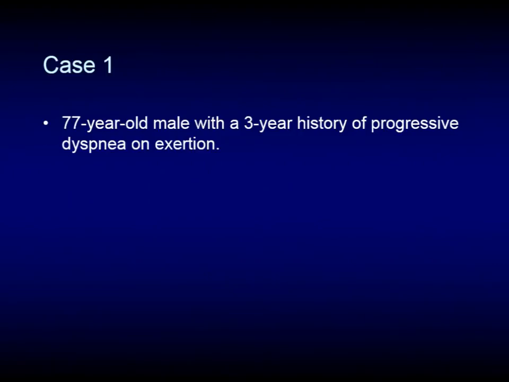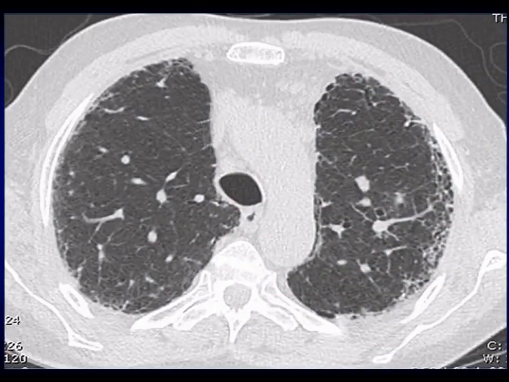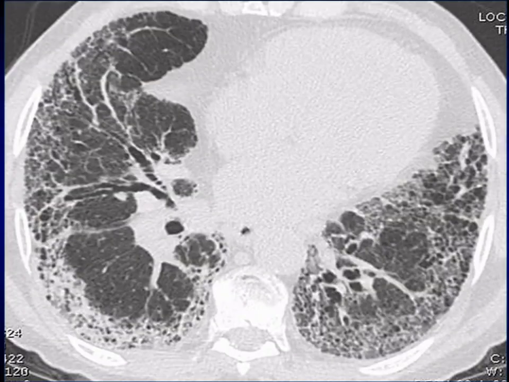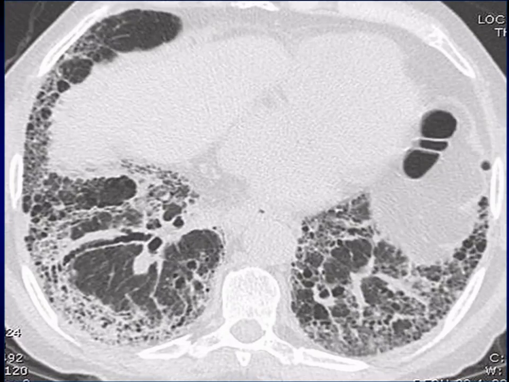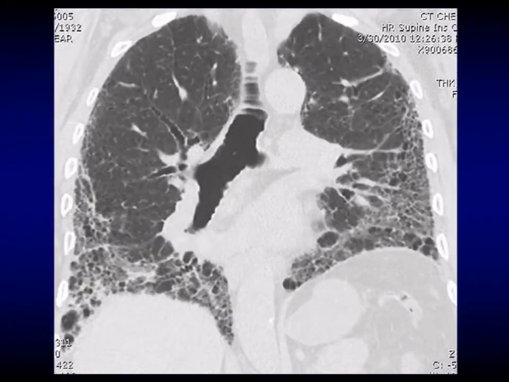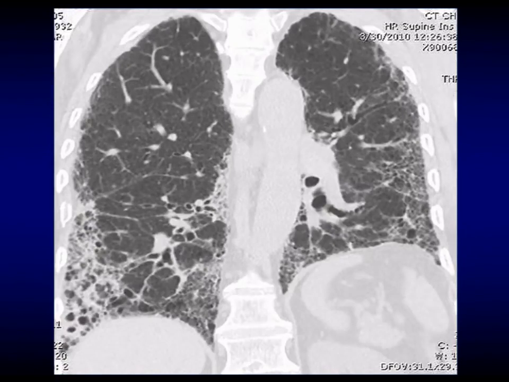So our first case is a 77-year-old man with a 3-year history of progressive dyspnea on exertion. The cases are intentionally kept brief so we can get through more. So you're going to see a few axial images, and a coronal there, and then I'll go back through them.